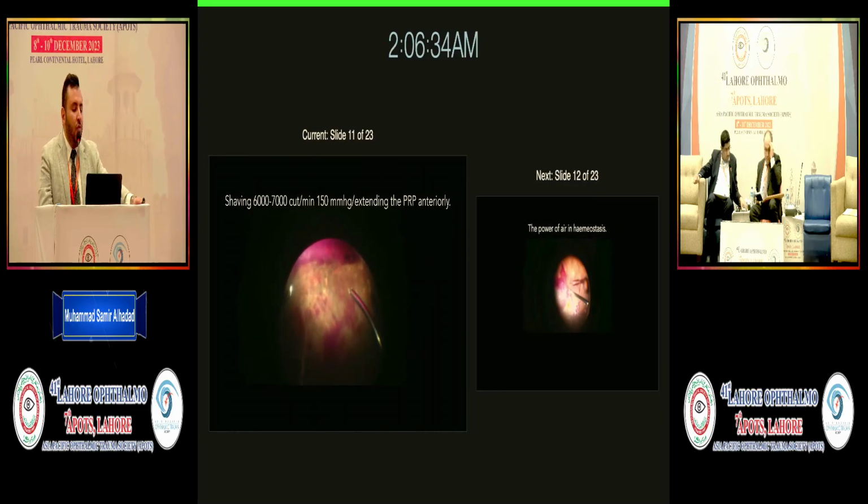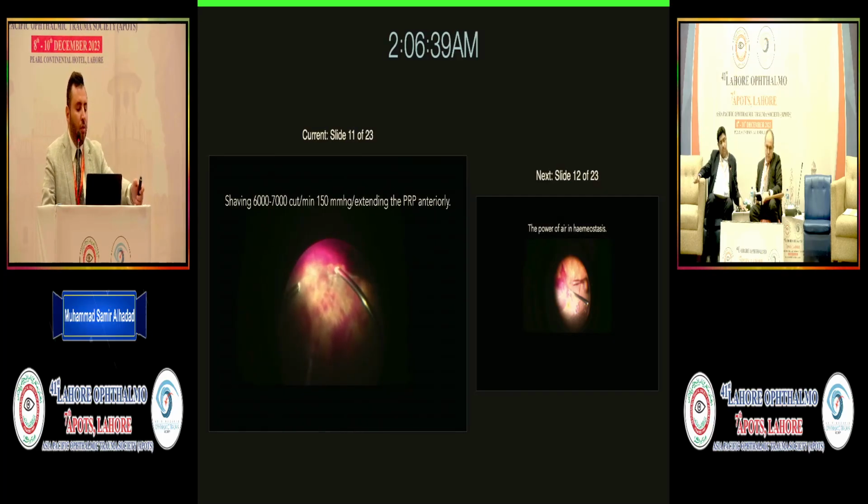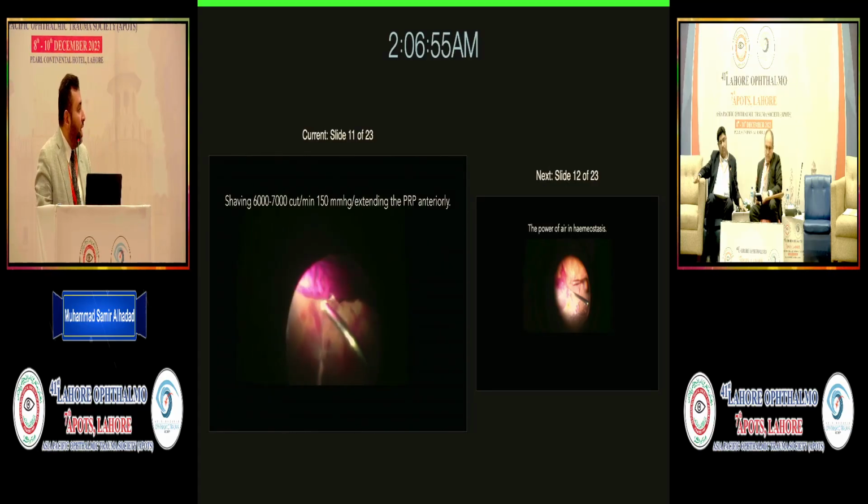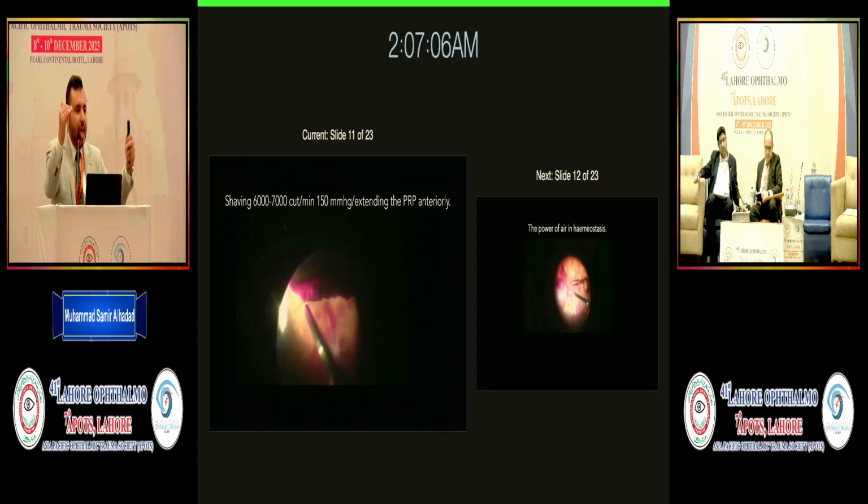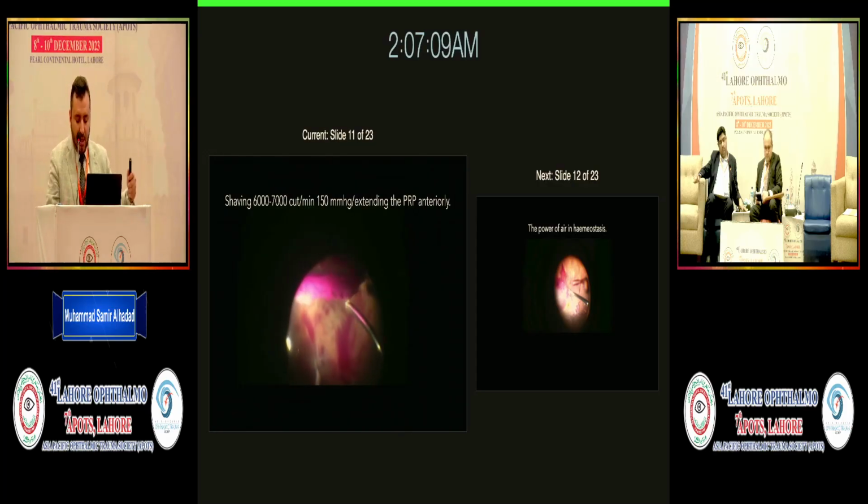So, first of all, during surgery, we should shave the vitreous base, as we see here. Shaving mode 6,000 to 7,000 cuts per minute. Now it's 10,000 cuts per minute, 150 millimeter mercury, extending the PRP, as we see the PRP anteriorly, going to the ora serrata as much as we can, shaving the vitreous base like we are going to see now. And it's better after the shaving to do laser, reaching as anterior as you can, as much anterior to the ora serrata. This decreases the incidence of post-operative bleeding.